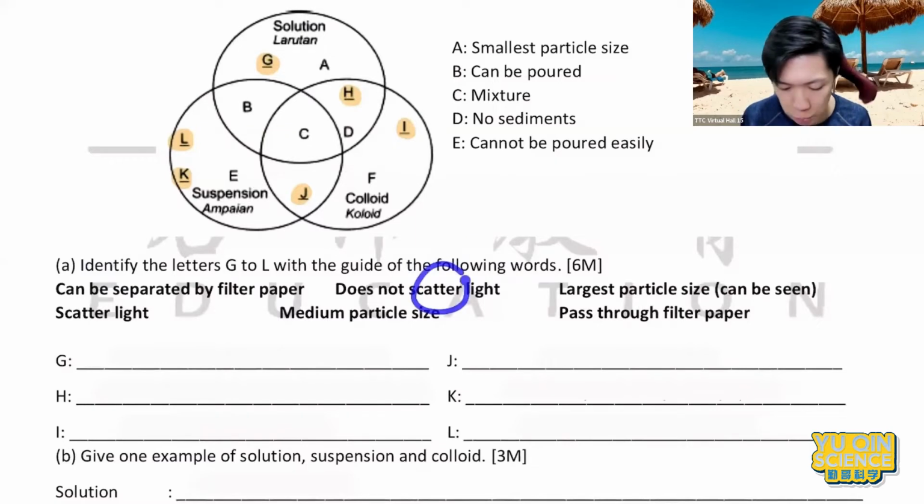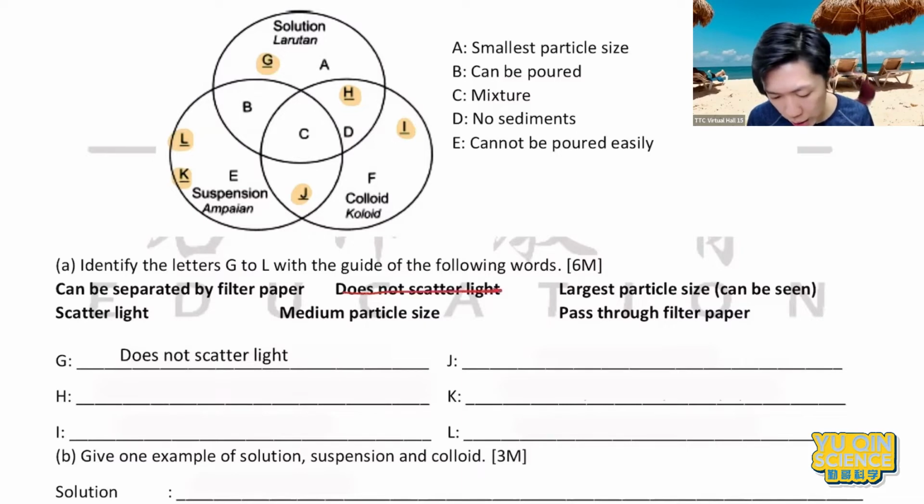Okay, does not scatter light. Scattered means reflect. You see the sky has a lot of particles in the atmosphere. Those particles scatter the light. It's sort of like reflecting the light to your eyes. So if you shine your torchlight through the solution, does the solution reflect the light to you, or does it allow the light to pass through? Try to use a torchlight to shine through your mineral water. Light goes through, right? That means does not scatter. So scatter is like bouncing off or reflecting to you. Boom, there you go.